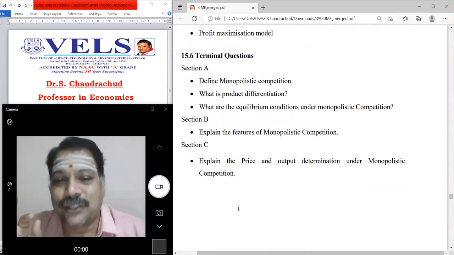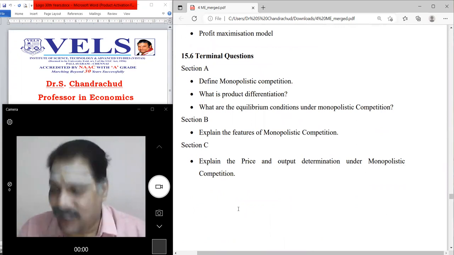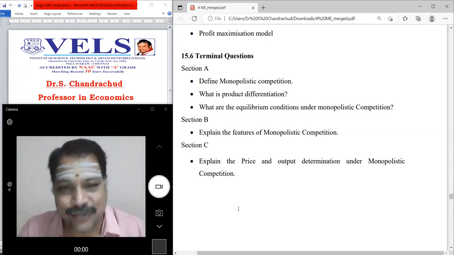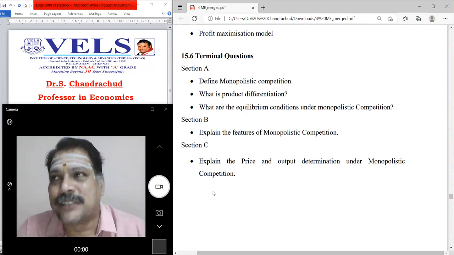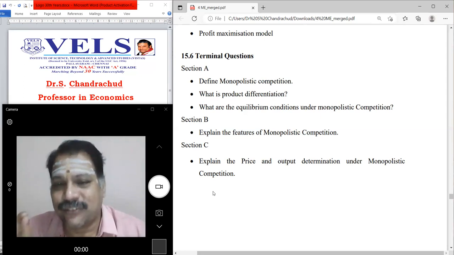These are the possible or expected questions for the semester end examination. Define monopolistic competition, or write a short note on product differentiation. And what are the equilibrium conditions? As I said earlier, there are two equilibrium conditions. One is that marginal cost is equal to marginal revenue, and the second is that the marginal cost curve intersects the marginal revenue from below. In section B or C, they may ask about the features, or how price and output are determined in the short run. But in section C, you can expect a confirmed question from this topic: price and output determination under monopolistic competition. With this, I'm completing the class.